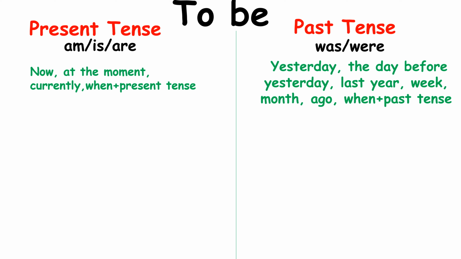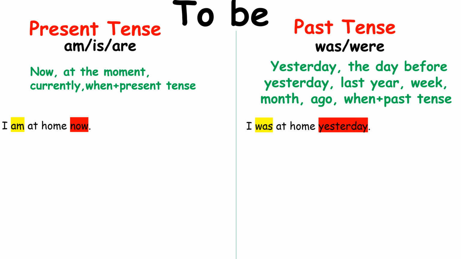Now let's look at it in a few examples. I am at home now. As you can see in this sentence, we have a time adverb now, and that's why we've used to be in the present tense. I was at home yesterday. In this sentence, however, we have used to be in the past tense because we have time adverb yesterday.